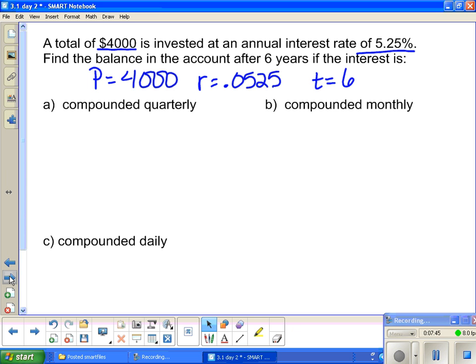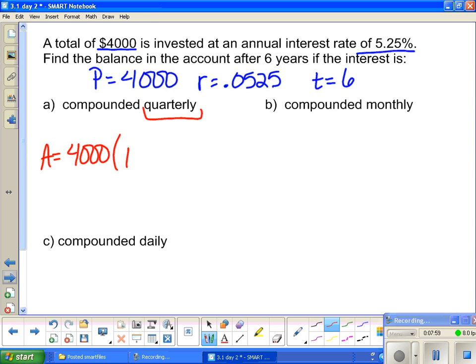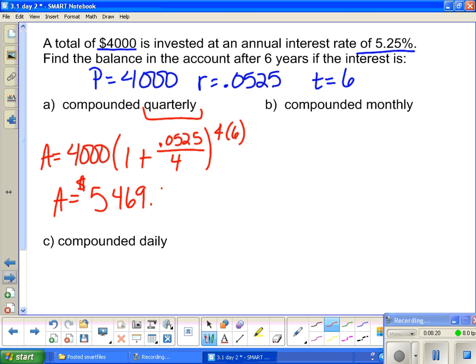When I go to part A here, compounded quarterly, it doesn't say continuously, so I use the first formula. The amount is $4,000, my principal, times 1 plus my interest rate, quarterly is 4. I put all this into my calculator, and my amount after 6 years will be $5,469.82.